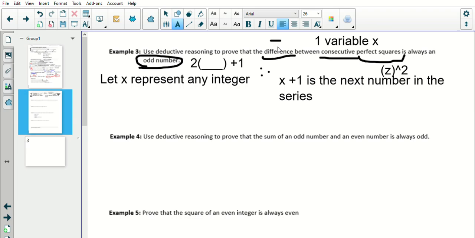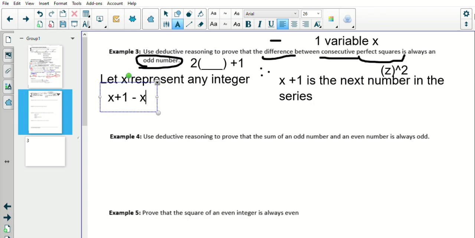And difference means I have to subtract. Is it easier for me to subtract the small number from the big number or the big number from the small number? Well, it's usually easier to subtract the small number from the big number. Which one's the smaller number? Well, it's going to be X because X plus 1 is bigger. Okay, so if I take a look at this, I'm going to put x plus 1, subtract x.